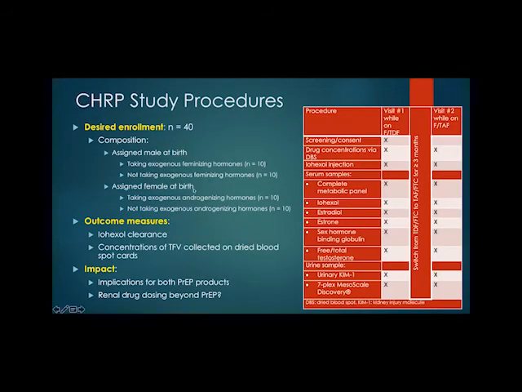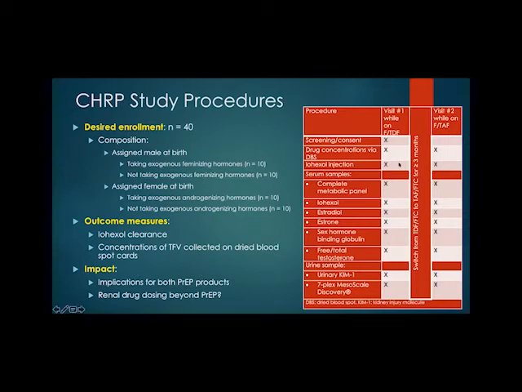So the desired enrollment, we're hoping for 40 patients. And among those assigned male at birth, we're hoping to get 10 who are on hormones and 10 who are not on hormones. And among those who are assigned female at birth, we're hoping to get 10 who are on hormones and 10 who are off or not on hormones.